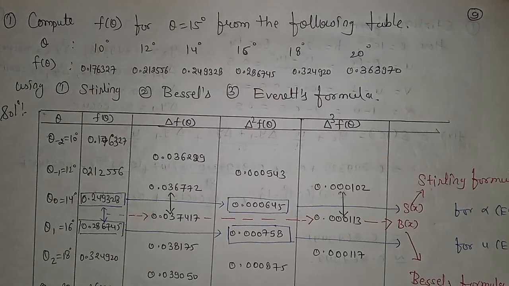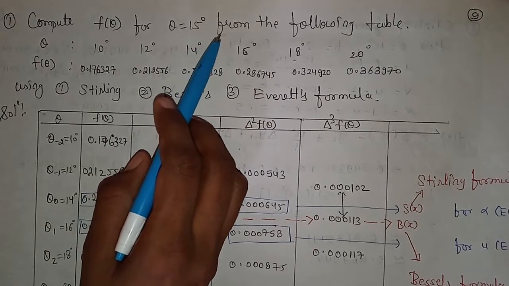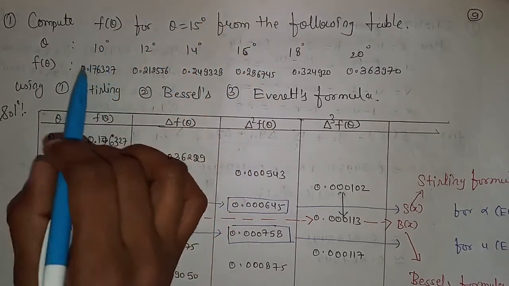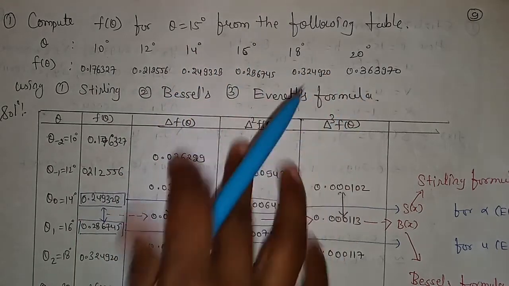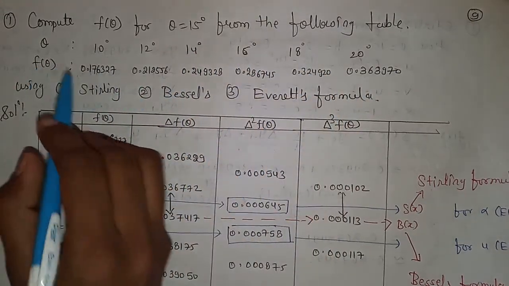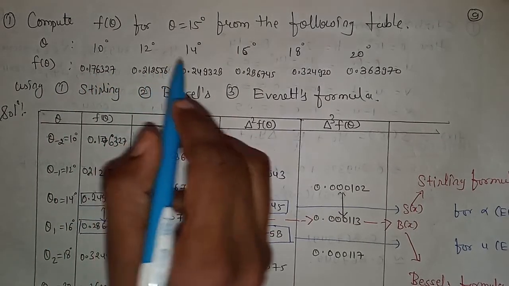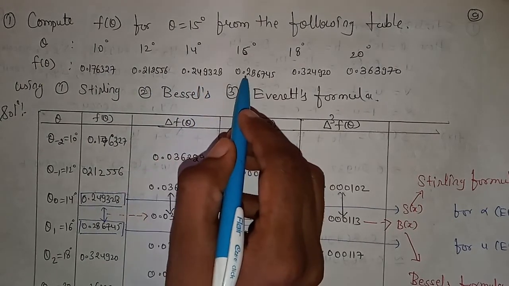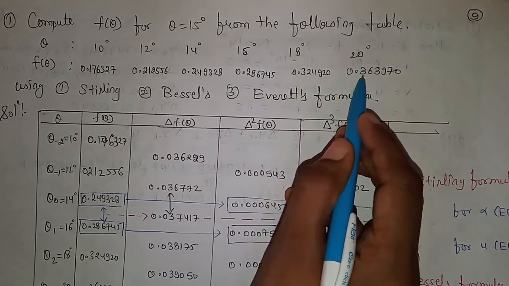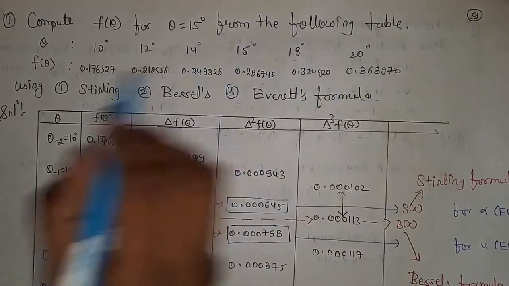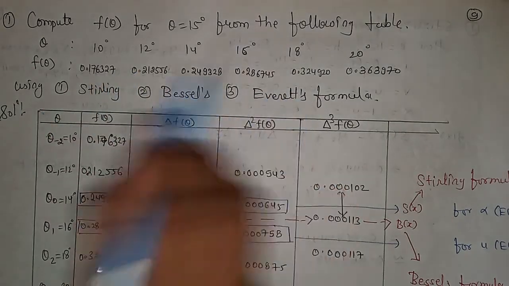This is the first question. Here it is given: compute f of theta for theta equal to 15 degrees from the following table, where theta is equal to 10, 12, 14, 16, 18, 20 degrees, and according to that f of theta is 0.176327, 0.212556, 0.249328, 0.286745, 0.324920, 0.363970. We have to find f of 15 using Stirling's, Bessel's and Everett's formula.